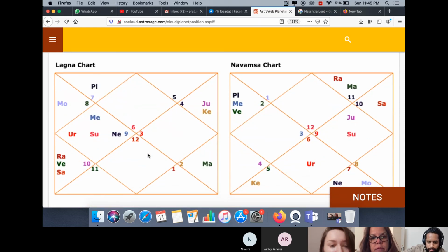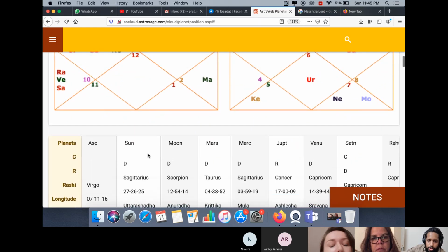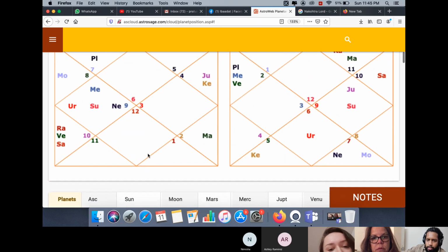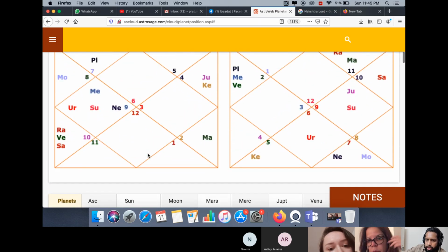Is this a conjunction or not between Sun and Mercury? No, this is not a conjunction, and they are not even forming. The good thing is, her Sun is becoming Vargottama. It is also in the ninth house in the Navamsha, but we will see just the Lagna only. So something related with the sign of Sagittarius, in her homeland.